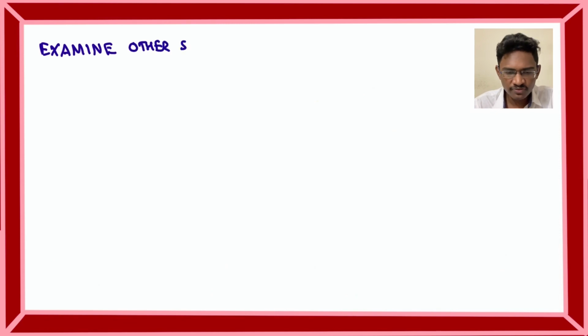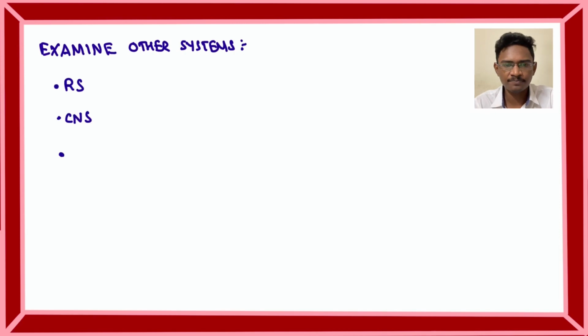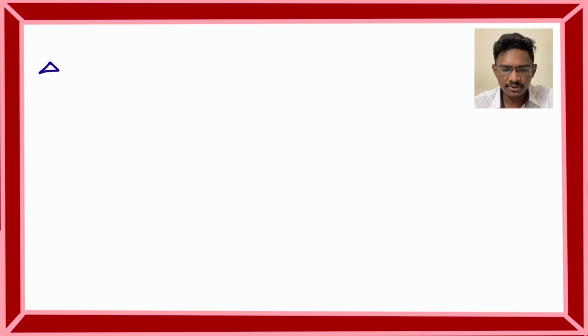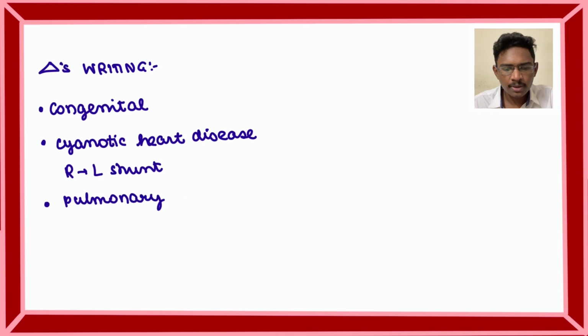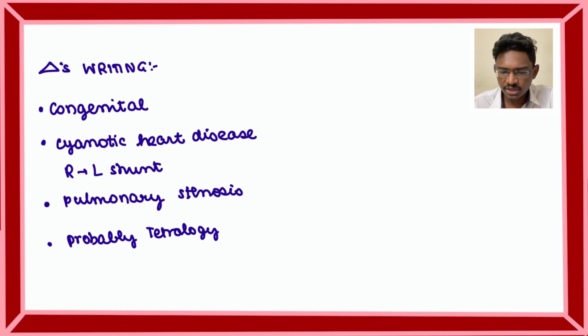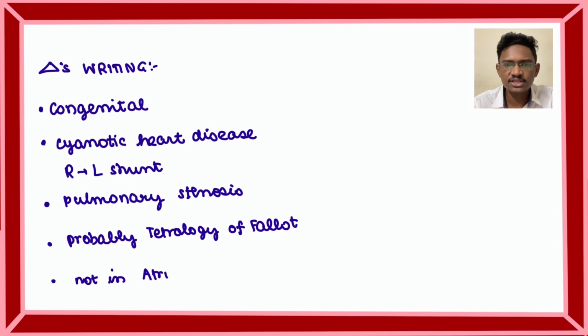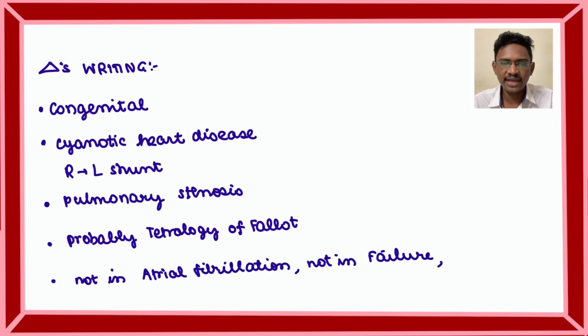It should also be followed by examination of other systems: respiratory, CNS, as well as per abdomen. Final will be your diagnosis. So here it can be written as congenital or acquired: it's congenital. Cyanotic or acyanotic: it's cyanotic heart disease with a right to left shunt, obviously, with pulmonary stenosis, probably tetralogy of Fallot, patient not in atrial fibrillation, not in failure, without any signs of infective endocarditis. So all these things should be incorporated in your diagnosis.